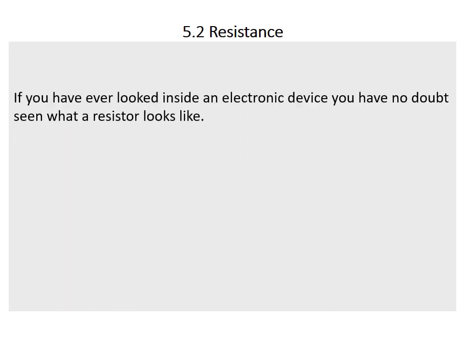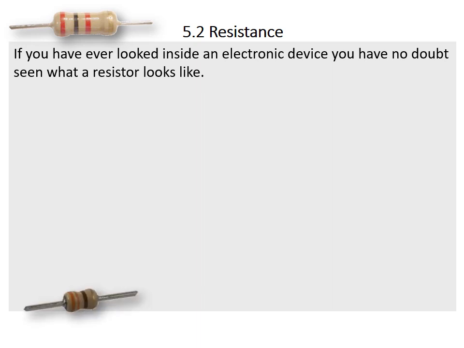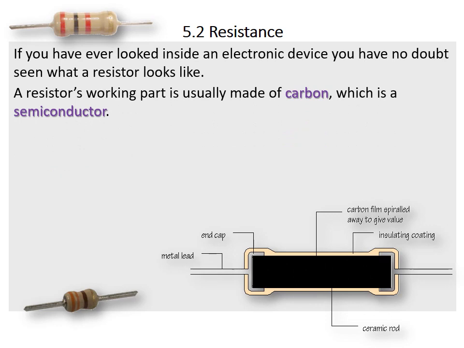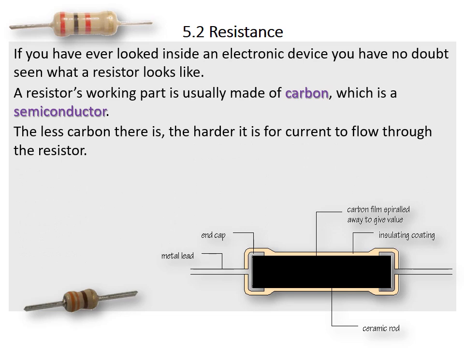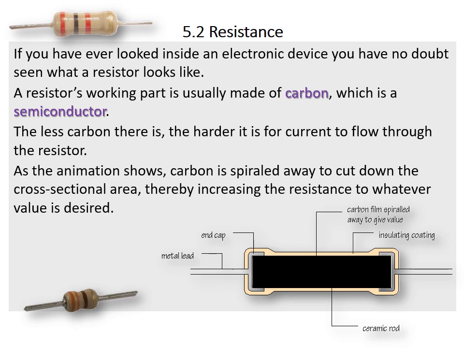Okay, so if you've ever looked inside of an electronic device, you have seen resistors. A large resistor I have in the classroom will look like this. Resistors on your circuit boards or inside your computers will look smaller, but essentially the same appearance. Resistors work because they're made of carbon on the inside. Carbon is a semiconductor. Less carbon there is, the harder it is for current to flow through the resistor. As the animation shows, carbon is spiraled away to cut down the cross-sectional area. This increases the resistance to whatever value that is desired.